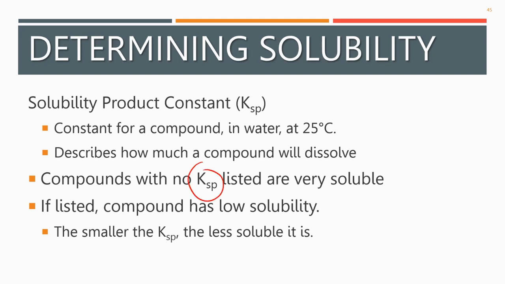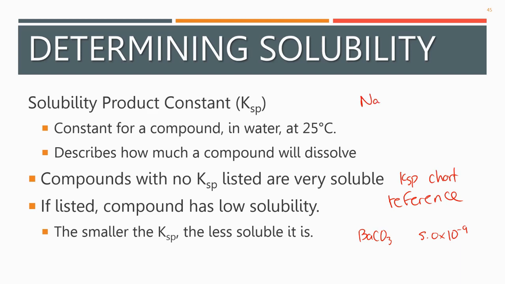Substances with no KSP are very soluble, and we have a KSP chart in our reference booklet. It's kind of close to the end there, but you'll see it. It says table D3 solubility product constants for compounds at 25 degrees Celsius. And the very first one that we see there is barium carbonate, and it has 5.0 times 10 to the negative 9.